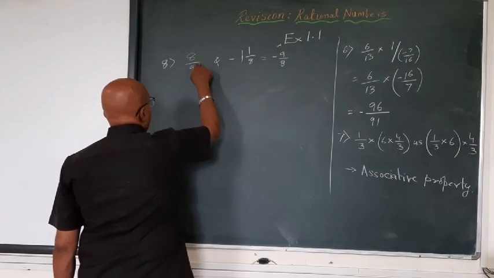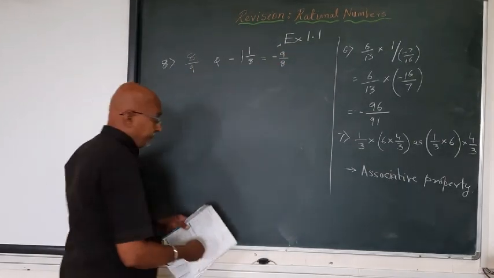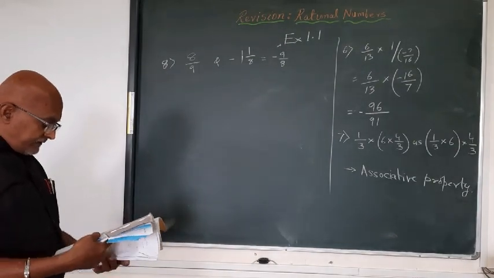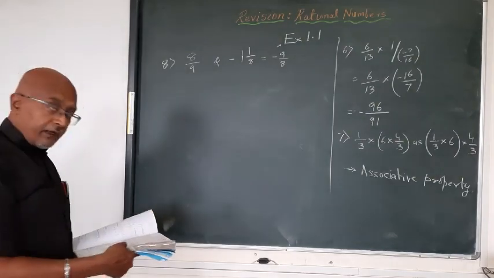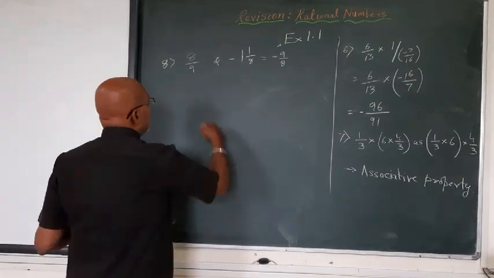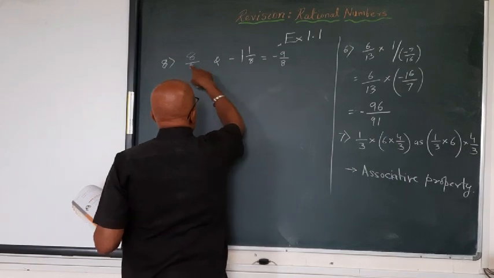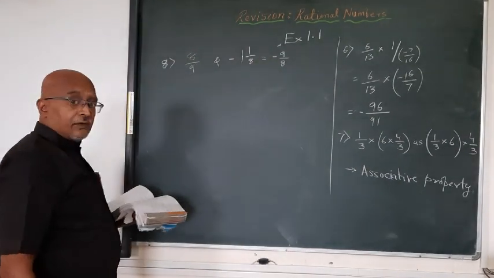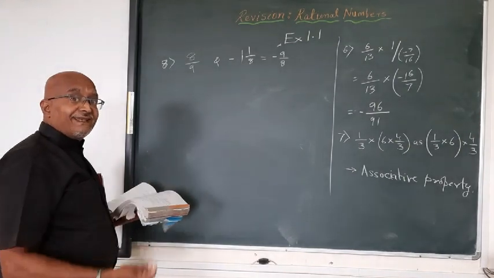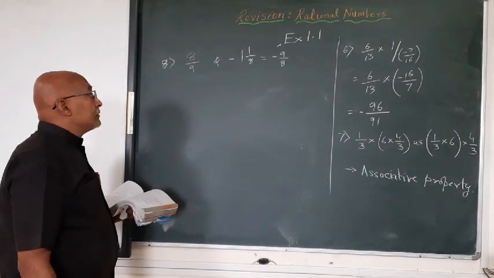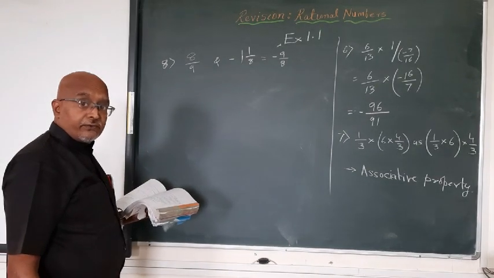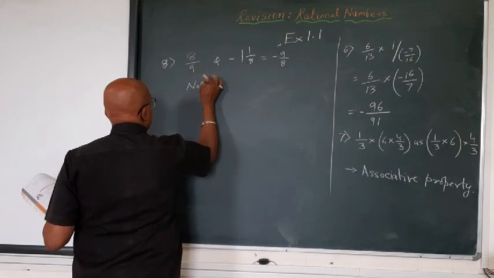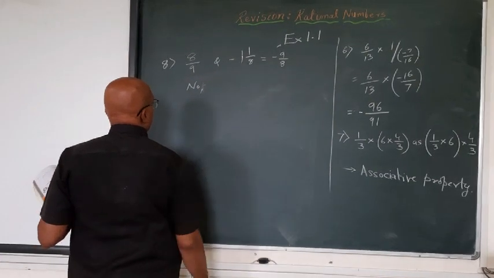Now 8 by 9 and minus 9 by 8. Are they the multiplicative inverse? Yes or no? It is no. Why? Because when we multiply these, this is positive and this is negative. So they are reciprocals, but also the sign is changed. So they are not the multiplicative inverse. So we will write just no. And what is the reason?